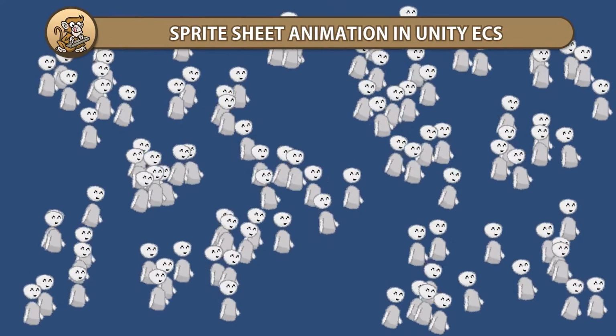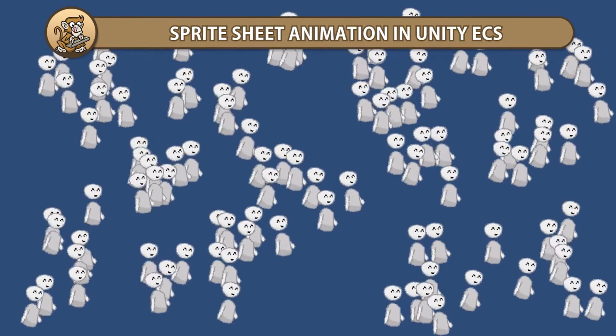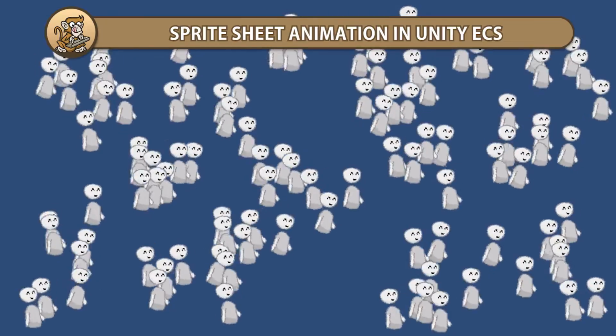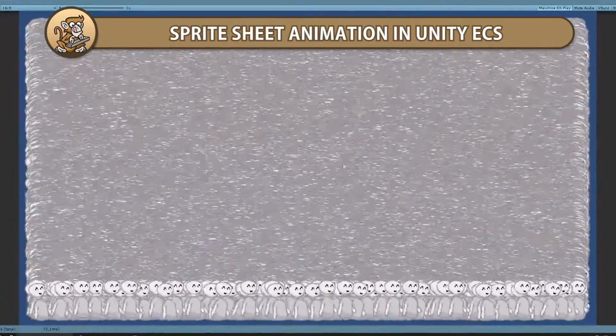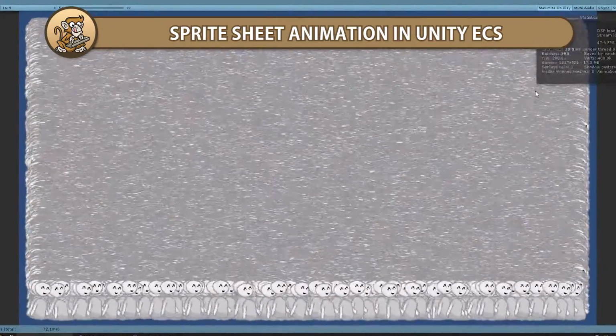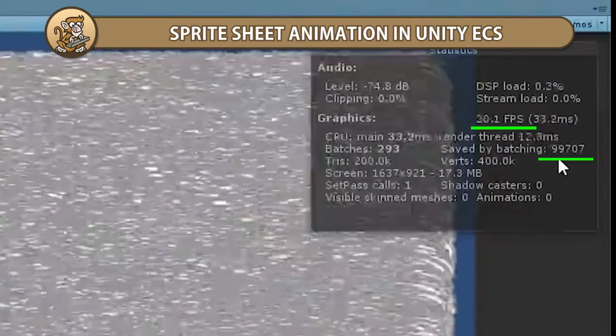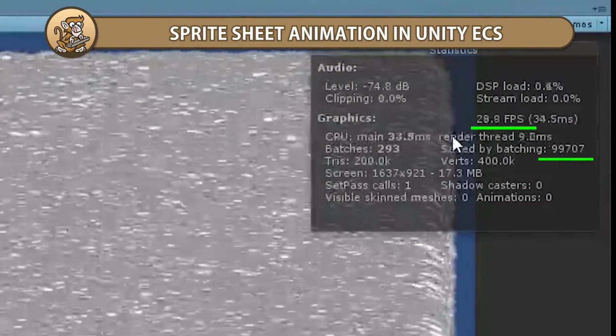In this video, we're going to handle simple sprite sheet animation in a pure Unity ECS game by using DrawMeshInstanced. We're going to prepare all our data in super fast jobs and do very few draw calls in order to achieve an insane result of 100,000 animated sprites. Let's begin!